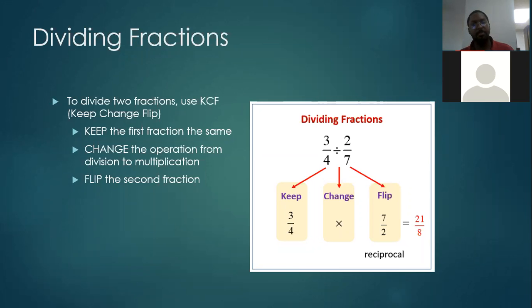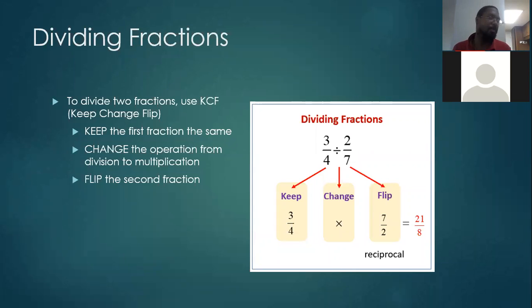Then you change. You change from division to multiplication. Then for the second fraction, you flip it. So instead of having a 2 on top and a 7 on bottom, you move the 7 to the top and the 2 to the bottom. So the 7 moves to the top, the 2 moves to the bottom, and then you flip it, essentially. Once you flip it, it's super duper easy, because all you have to do is just multiply.